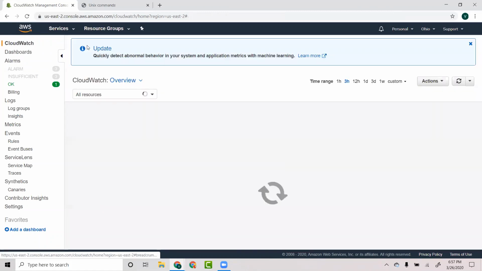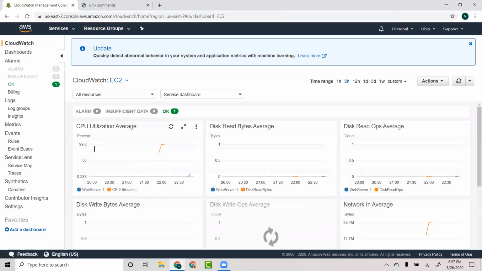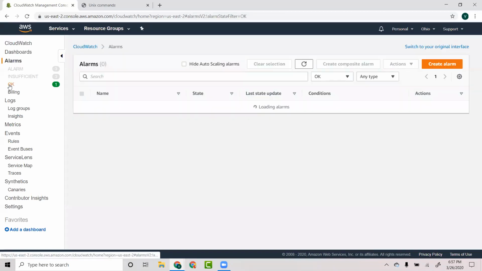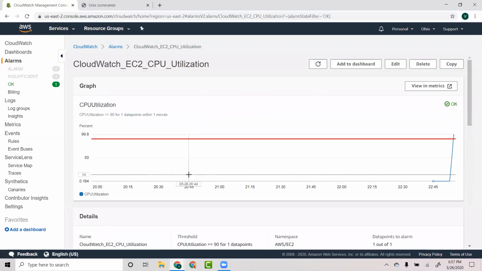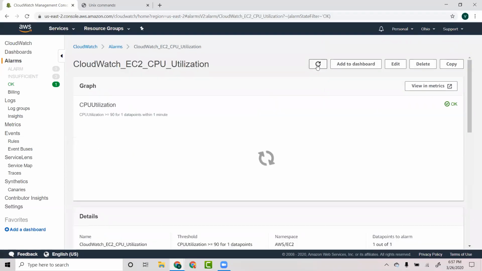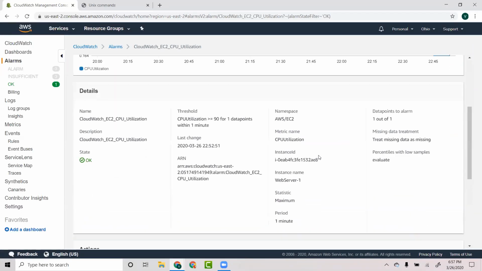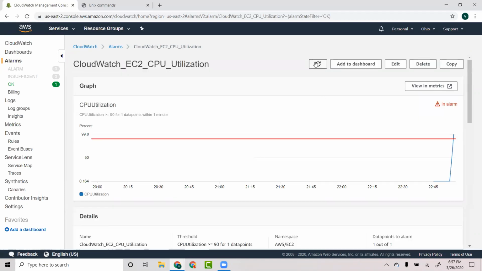So let's go to CloudWatch, and it's still okay. EC2 instance is still in okay state. So nothing wrong at this point. Let's wait. Okay, there you go. It crossed it. Now it has to, whenever that next minute is, we'll get the notification. There you go.